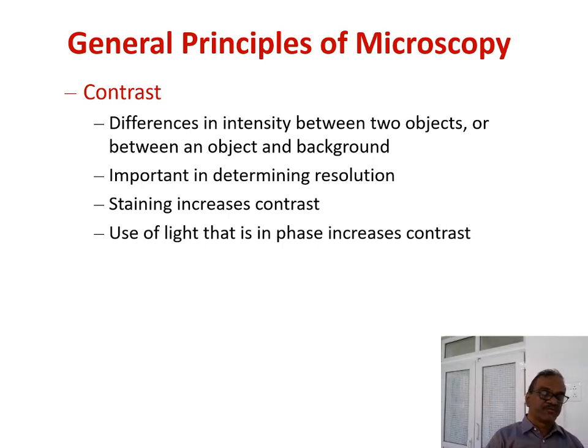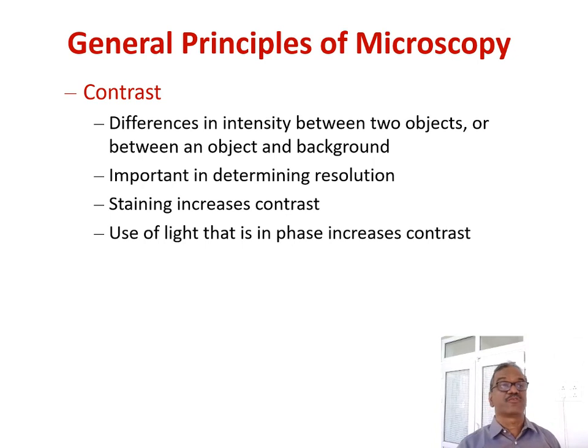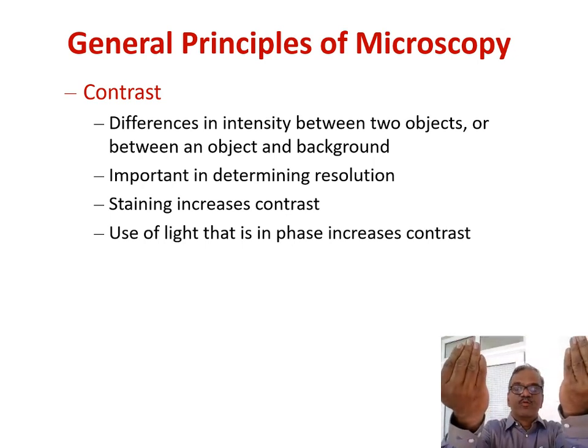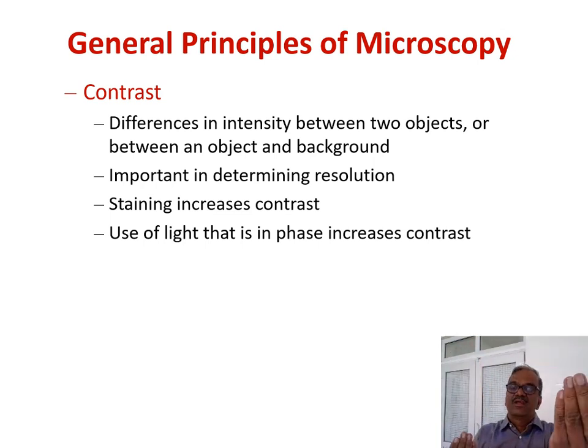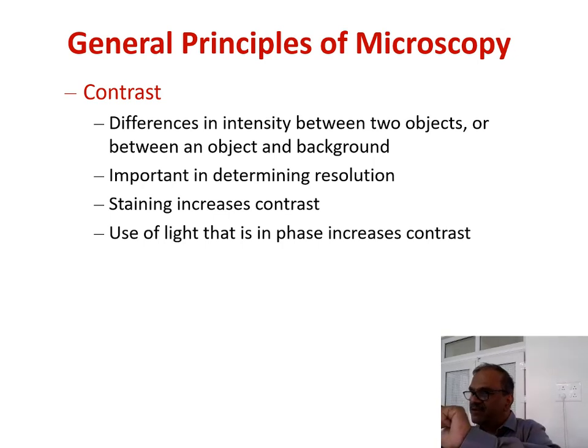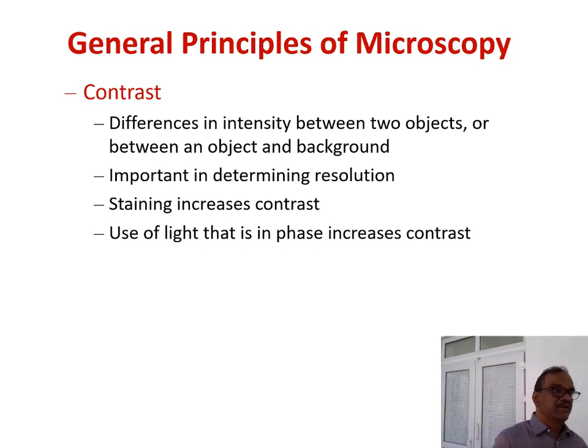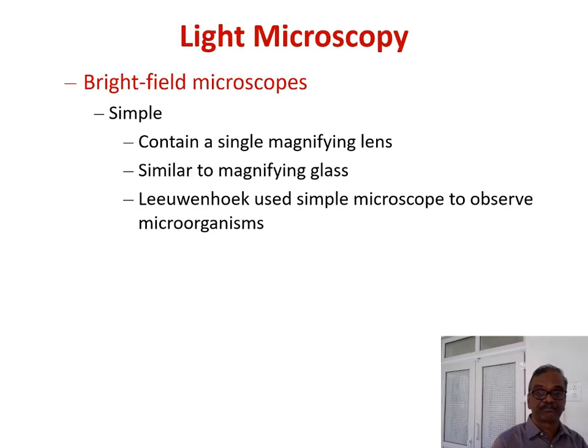So, the use of light that is in phase increases the contrast. Light moves in different phases, so one makes the object thick and another thinner, or a different planar surface, so that you can observe different thicknesses. So this is used for studying living cells: the phase contrast microscope.